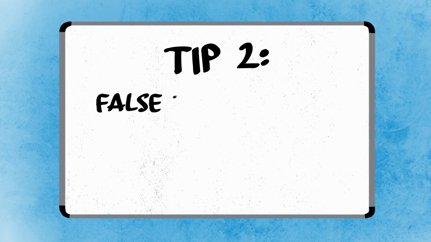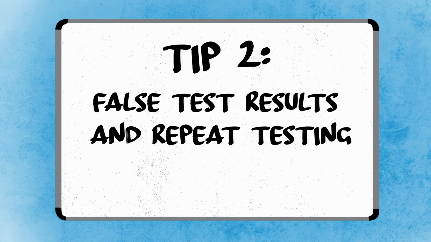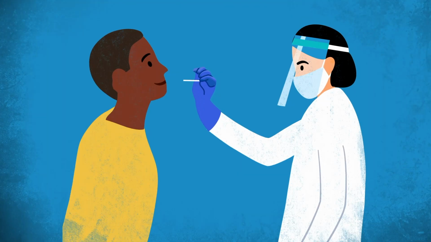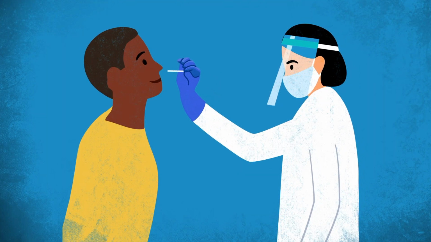Tip 2. False COVID test results and repeat testing means that the number of COVID tests at any given site will likely exceed the number of patients tested.